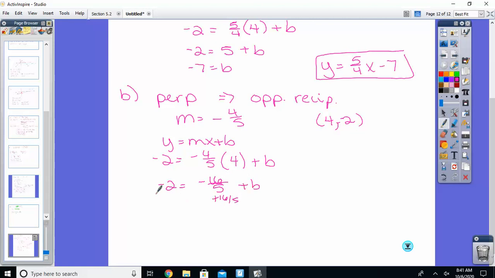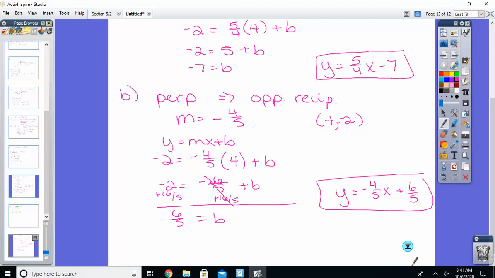So if you add 16/5 to each side, those cancel. -2 plus 16/5 would be 6/5. So our equation is y equals the -4/5 x plus 6/5.